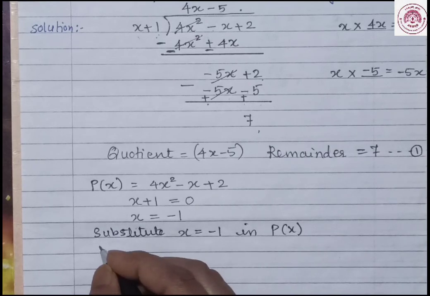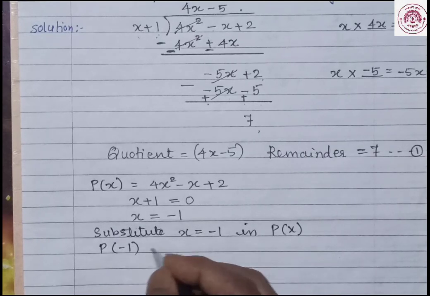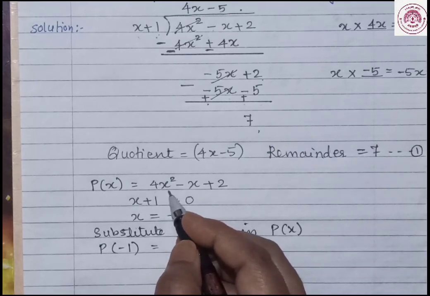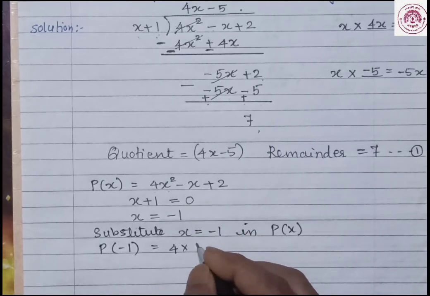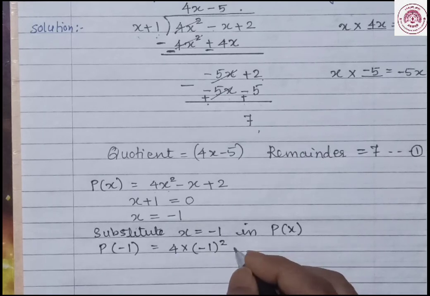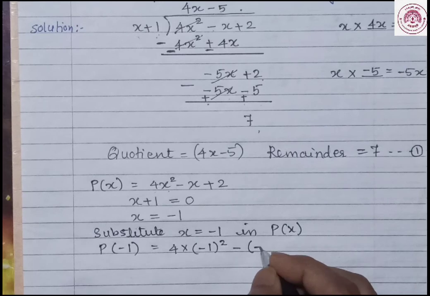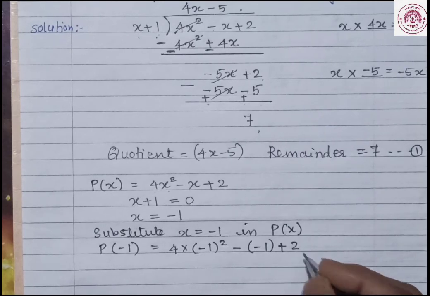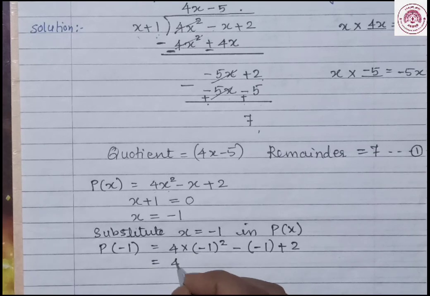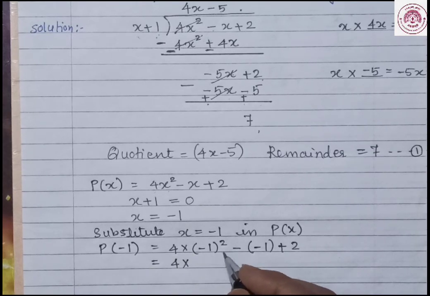So let's substitute. P of negative 1 equals, here we have 4x squared. So 4 multiplied by negative 1 square minus, then again x will be replaced by negative 1, then plus 2. So this is equal to 4 multiplied by negative 1 square, which is positive 1. Minus multiplied by minus is plus, so plus 1 and then plus 2. So this is equal to 4 multiplied by 1 is 4, plus 1 plus 2 is 7.